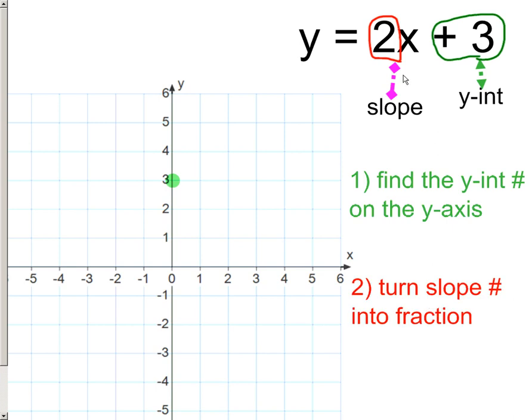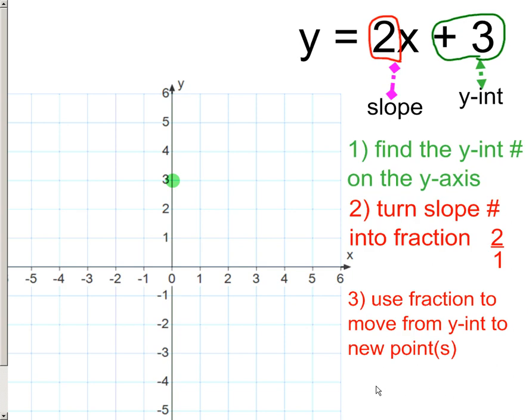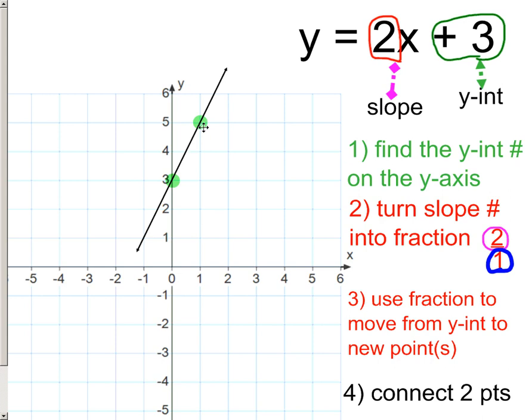Turn the slope into a fraction. If it's not a fraction, like it's a 2 sitting there, just put a 1 under it. And this is the last part. We're going to use that fraction to move from this first point that we put here at positive 3. The top number is a positive 2, so that means we would go up 2 spots. So you'd go up 1, 2, but you don't put a dot there. Then you look at the bottom number, and that's a 1. And so we would go over 1 spot. I've got a typo right here I need to fix. There we go. So we went up 2 because that's what the top number told us to do, and over 1, and we put a dot right here. Connect the 2 points and you're done graphing it.